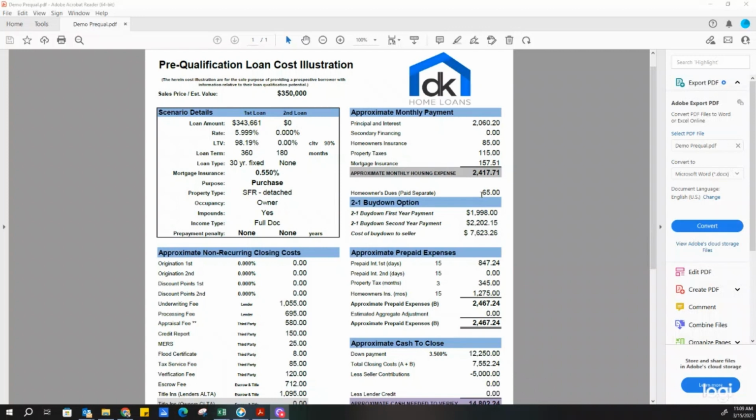You will pay them separately though. Some of them are billed quarterly, some are billed annually. It just depends on if there's an HOA. If there was no HOA, you would never have to pay these.